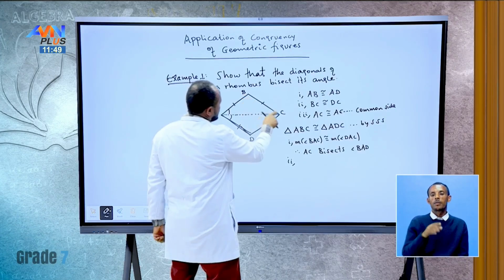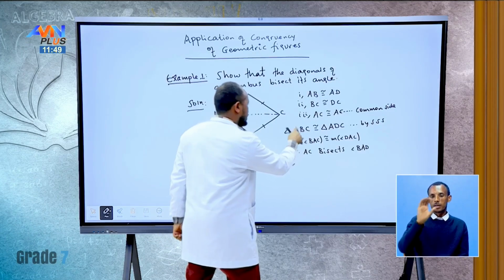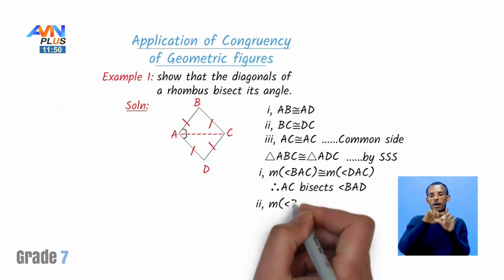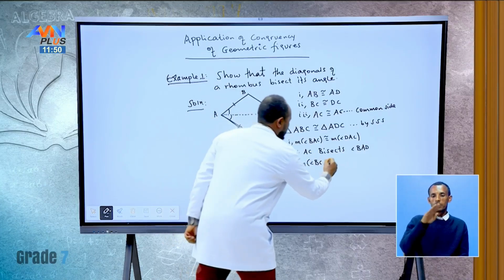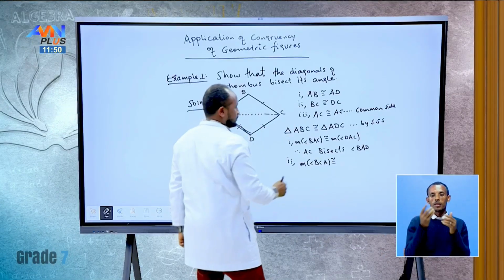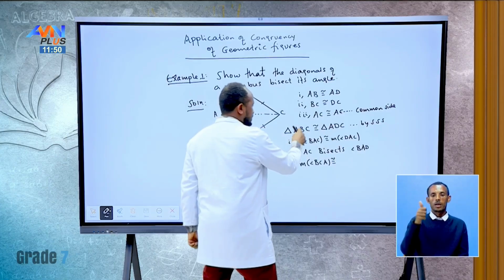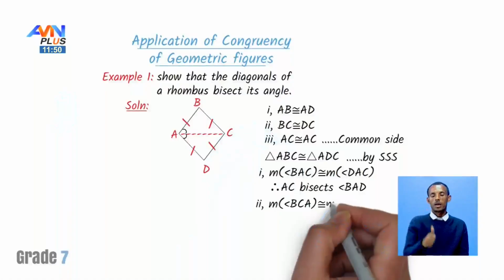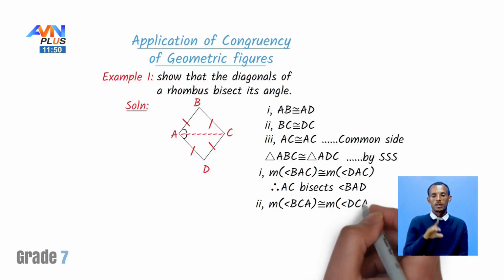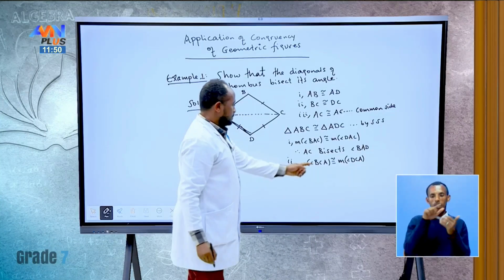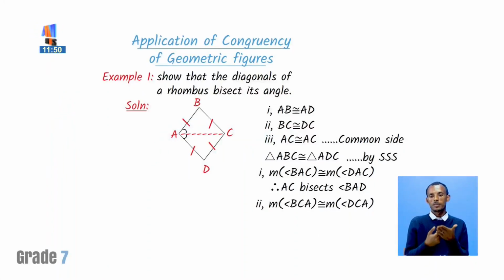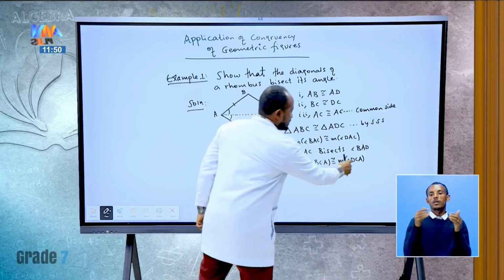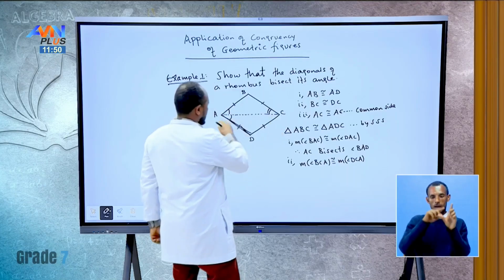Look, measure of angle BCA is congruent to measure of angle DCA, in the same order: BC, DC, and then A. Therefore, this means angle BCA is this one. This angle is congruent to angle DCA. Angle DCA is this angle.